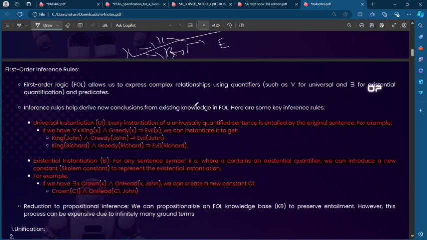So what are we saying? From a universally quantified sentence, every instantiation is entailed by the original sentence. You are understanding, right? What I meant here.